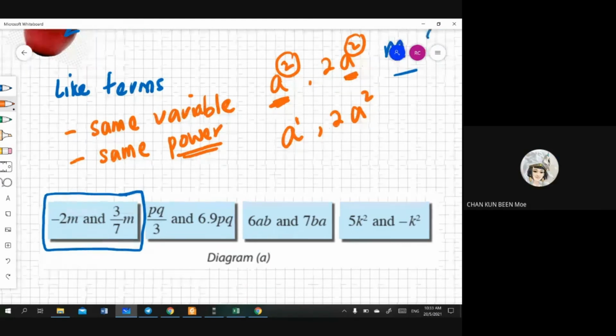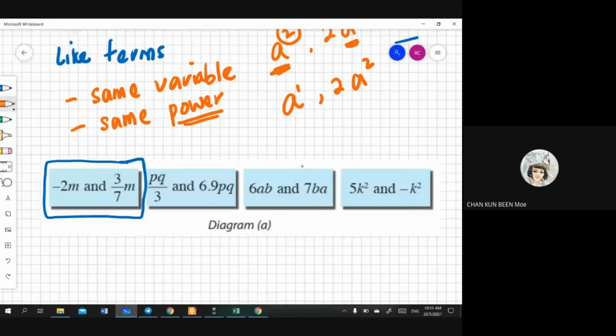Now we look at the given terms over here. Negative 2m and 3 over 7m. You don't have to refer to the constant over here, you just refer to the variable. The m and the m, the variable is the same, right? The power is the same, right? So they are like terms. All of these are like terms. We look carefully. This is pq over 3. If I separate it, it is 1 over 3 times pq.